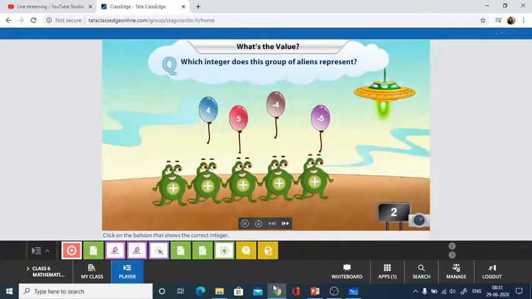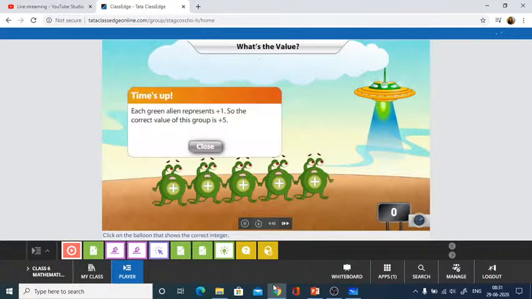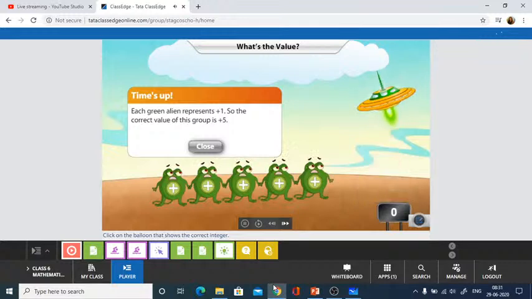That's not the correct value. Each green alien represents +1. So the correct value of this group is positive 5.